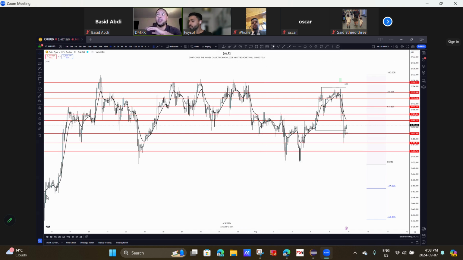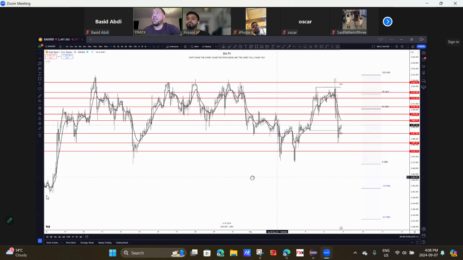So these zones that I'm showing you that are being respected time and time again, this whole move down to here, that's a $47 move. That's 47 bags if you've done 10 lots on gold. And then you see it respected again here. It just keeps being respected. That's a $21 move. That's 21 grand. It's crazy.